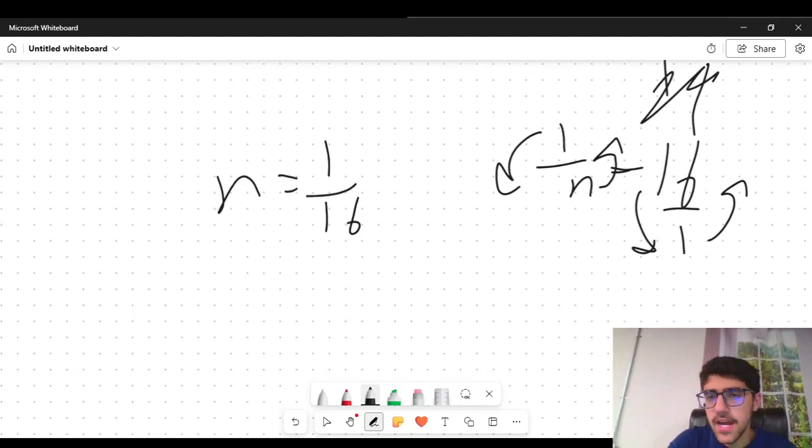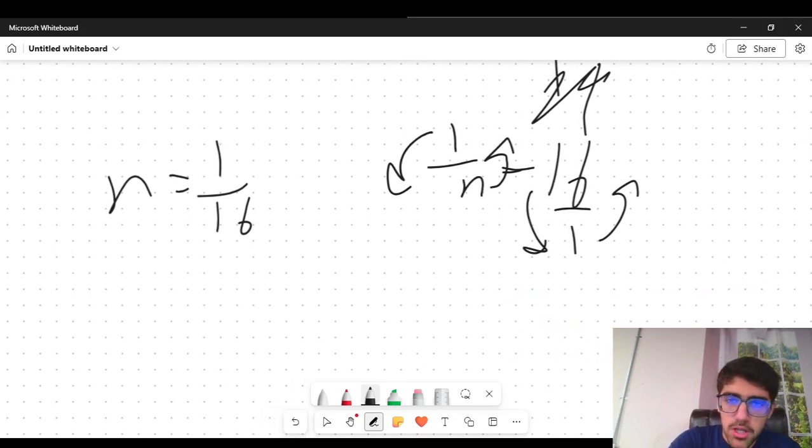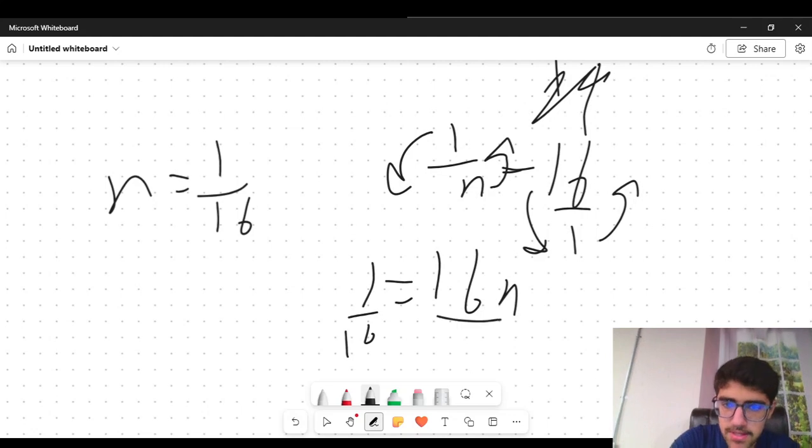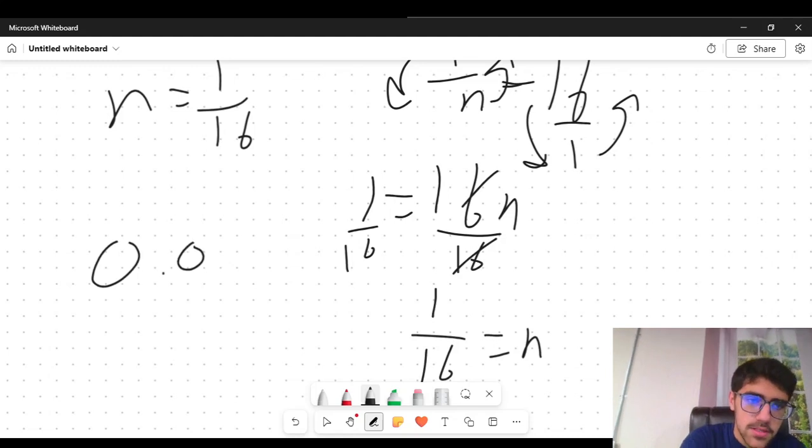Or if that's confusing for you, you could just multiply both sides by n. So then you get 1 equals 16n. And then divide by 16. Divide by 16. Divided by 16. You are left with 1 over 16 equals n, which is 0.0625.